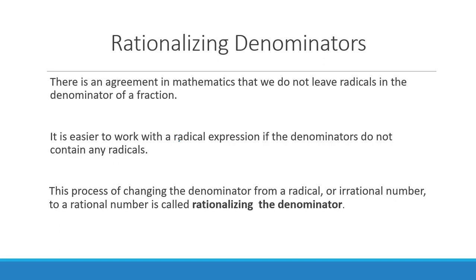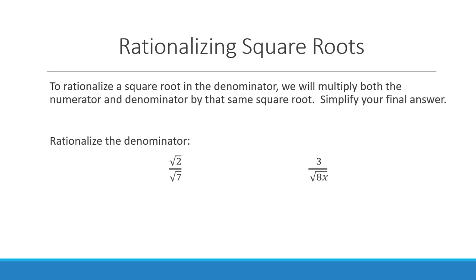Now, what about if it doesn't divide evenly, or if things actually end up with a radical in the denominator? There's an agreement in math that we do not leave radicals in the denominator. It's easier to work with a radical expression if it doesn't contain any radicals in the denominator. So what we use is a process called rationalizing the denominator in order to get rid of any radicals that appear in the denominator. So let's look at an example.